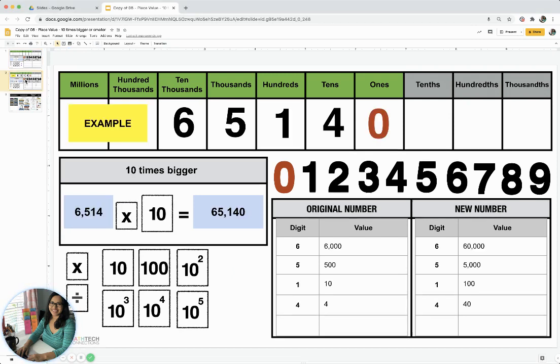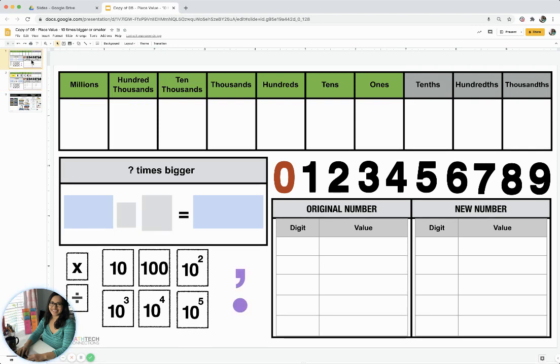can use with your students to help them see what happens when a number becomes 10 times bigger or 10 times smaller. So the first slide is blank, and then the second one is an example for you.